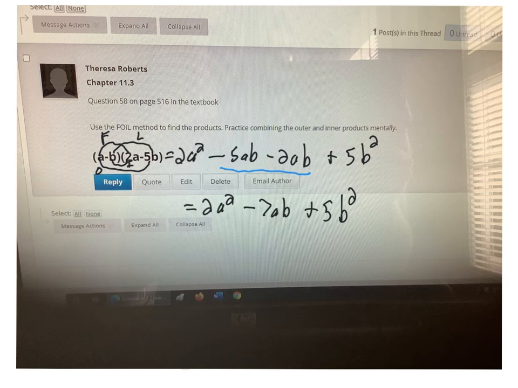So I saw your question on the discussion board. You say page question 58 on page 516 of the textbook: use the FOIL method to find the products. Practice combining the outer and inner terms mentally.